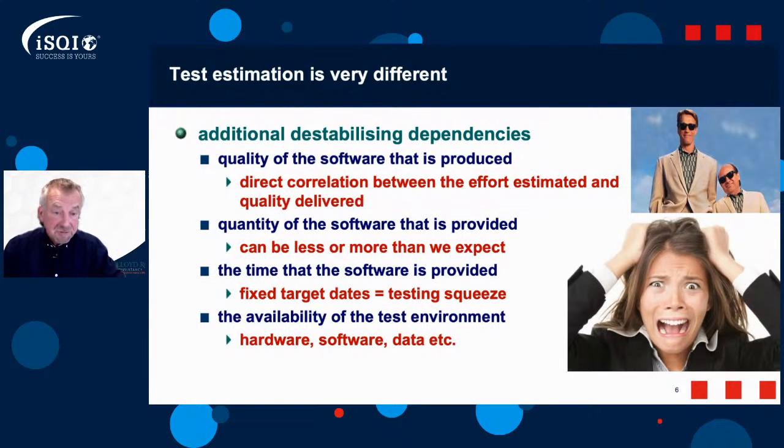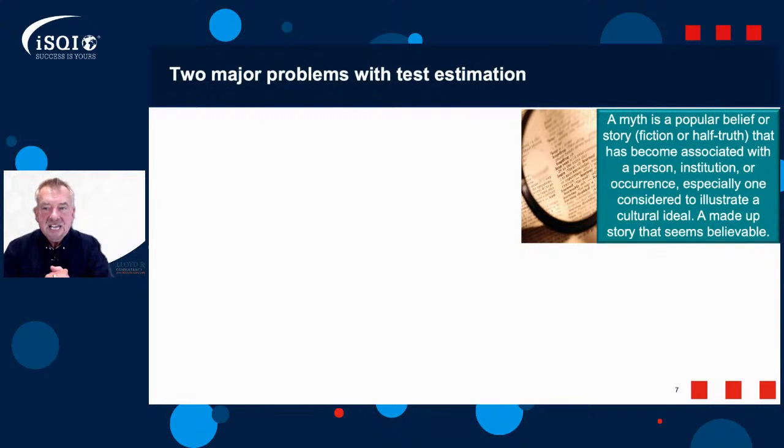Okay, but I've got some good news. This is all bad news at the moment. I've got some good news. Okay, there are two major problems with test estimation as I see it. Now, I've got a definition there of a myth. A myth is a popular belief or story, fiction or half-truth, that has become associated with a person, institution, or occurrence, especially one considered to illustrate a cultural ideal, a made-up story that seems believable.